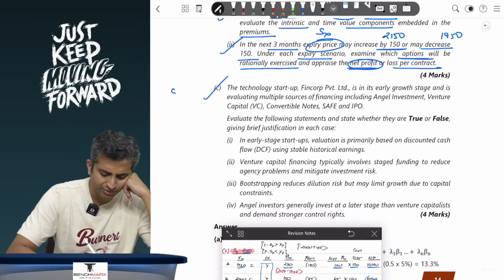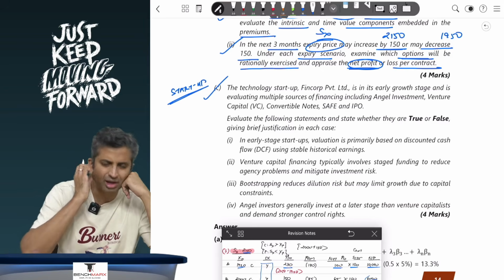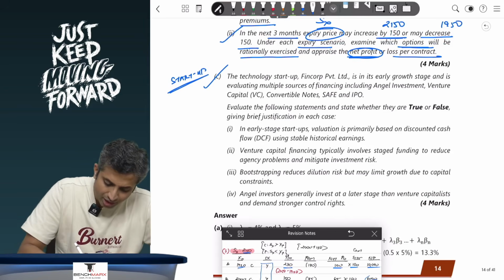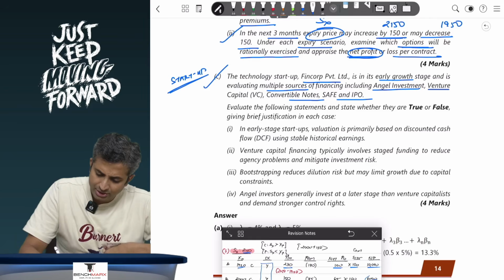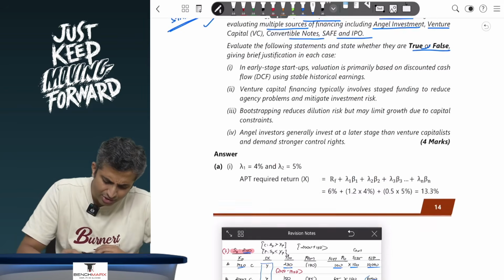Next is a question on startup finance, and this is more like a true or false. I mean, it's a theory question. What are they asking? A technology startup, FinCorp, is in early stage growth and is evaluating multiple sources of financing, including angel investment, venture capital, and convertible notes, IPO, etc. Evaluate the following statements and state whether true or false with justification.